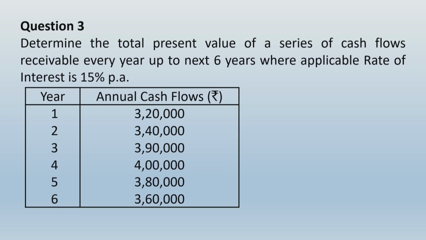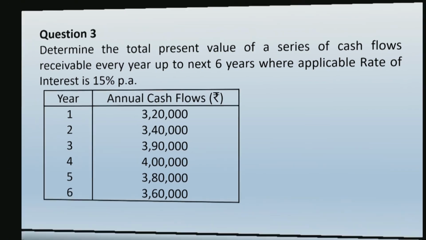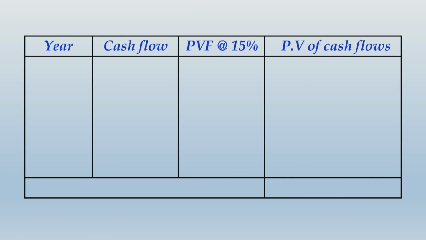So let us see how to write up the solution over here. In your solution, you are supposed to present a table showing year, cash flow, the present value factor at 15% and the present value of cash flows. Year 1, the cash flow is 3,20,000 and the present value factor comes to 0.869565 and the present value of cash flow comes to 2,78,261.